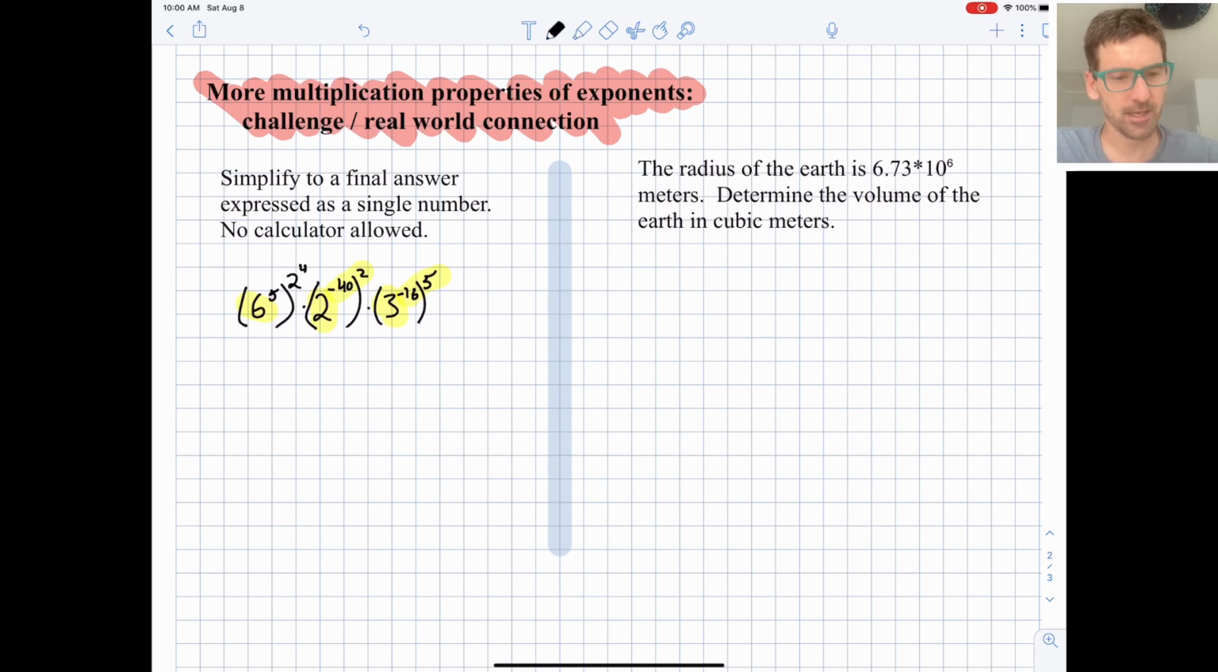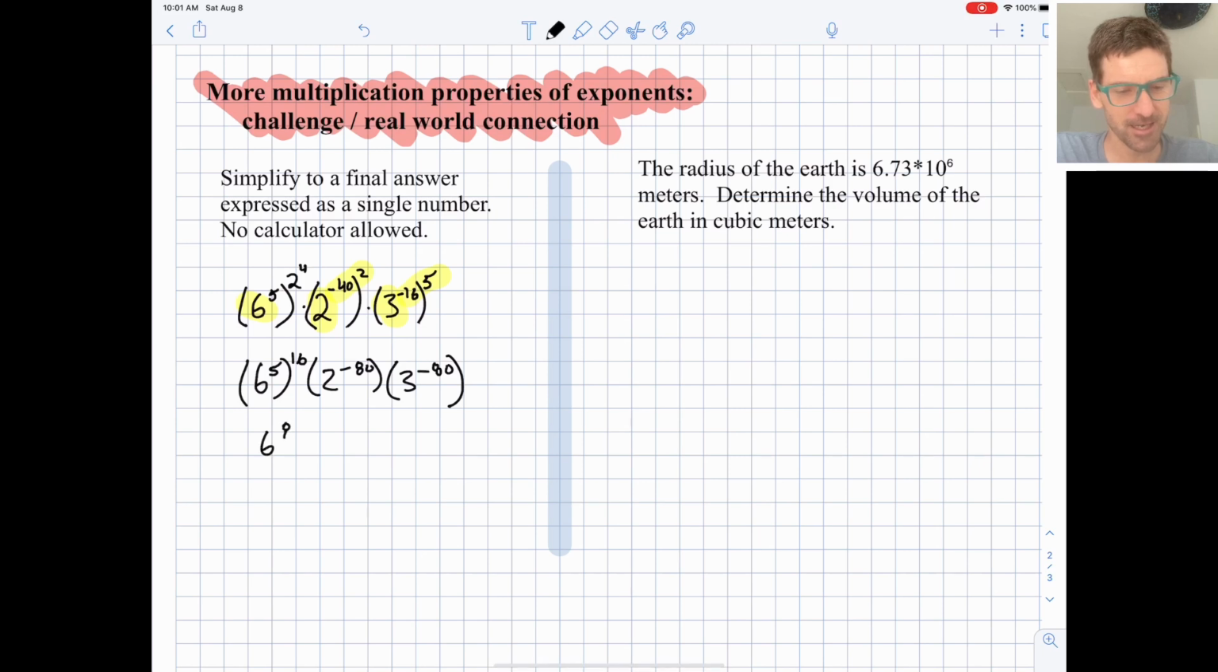So let's get started. And this is going to turn into 6 to the 5th, then 2 to the 4th is 16, times 2 to the negative 80th times 3 to the negative 80th. Okay, anything to the negative 80th, by the way, is just a tiny, tiny number. But it looks like we can keep going here. This turns into 5 times 16 is 80, so 6 to the 80th times 2 to the negative 80th times 3 to the negative 80th. So it looks like we can do what we were proposing earlier, is multiply this 2 and this 3 together because the exponents are the same.